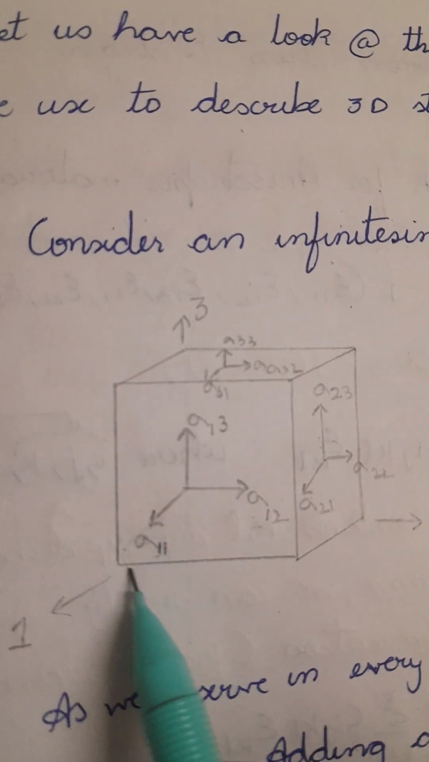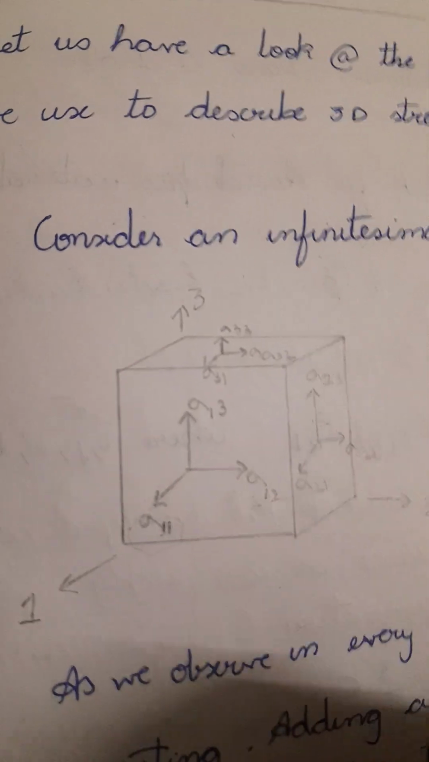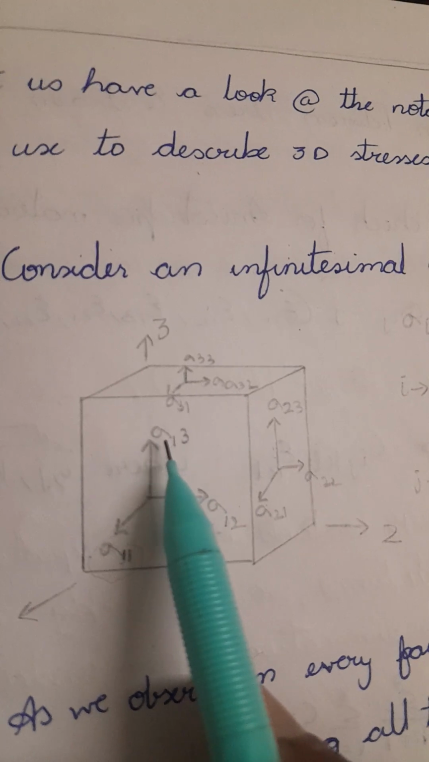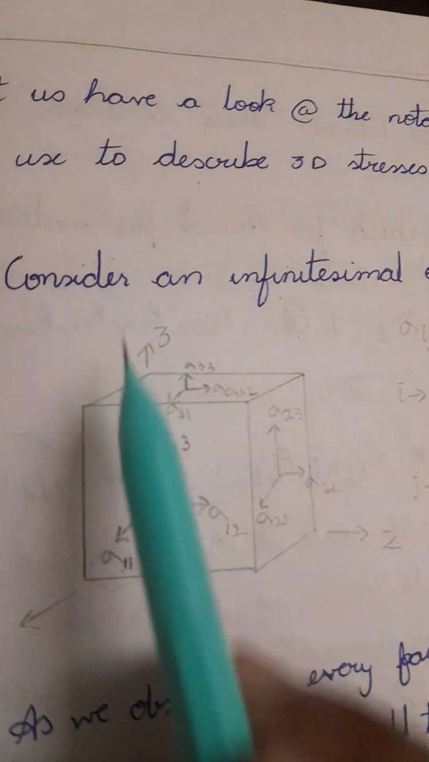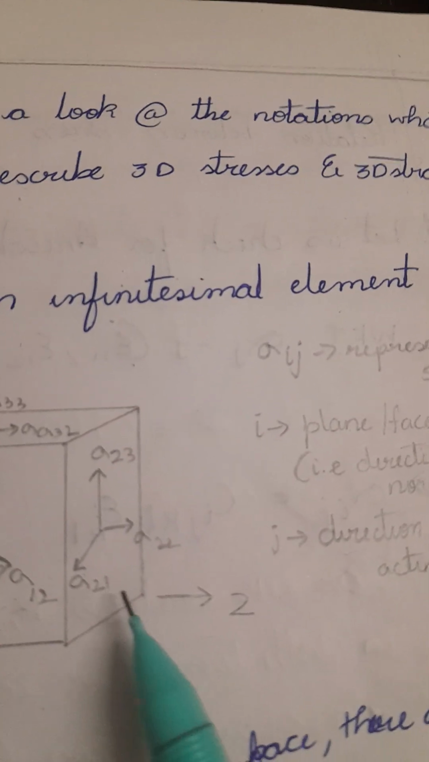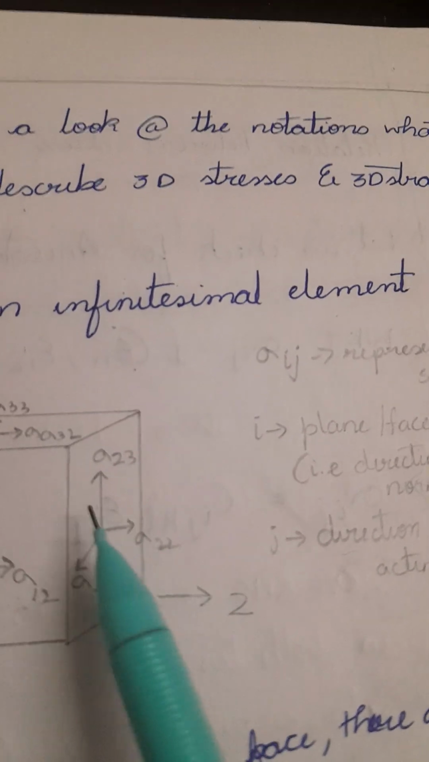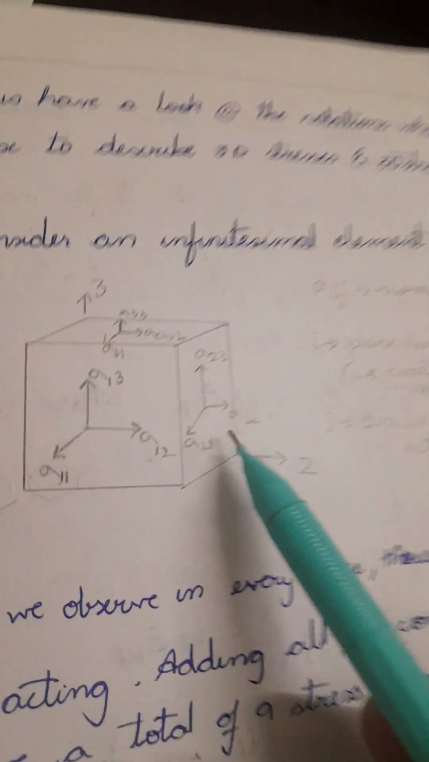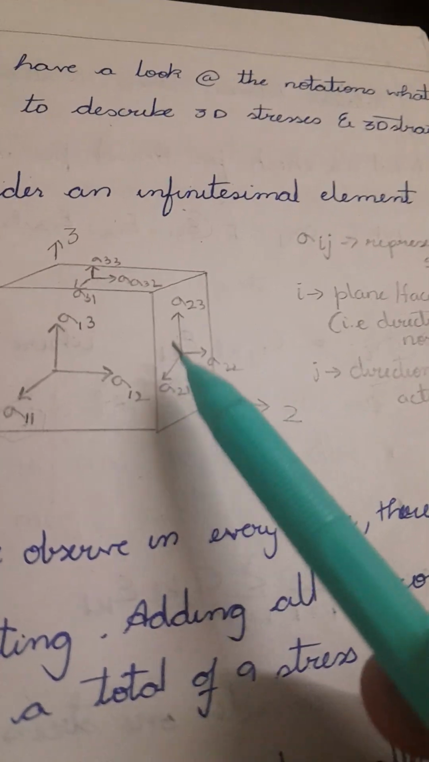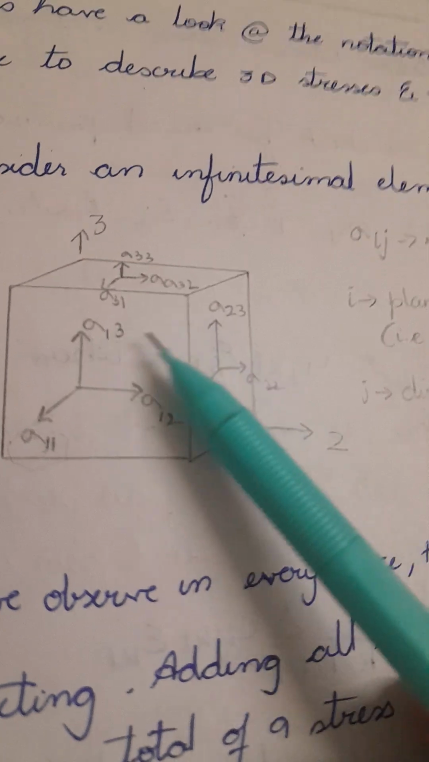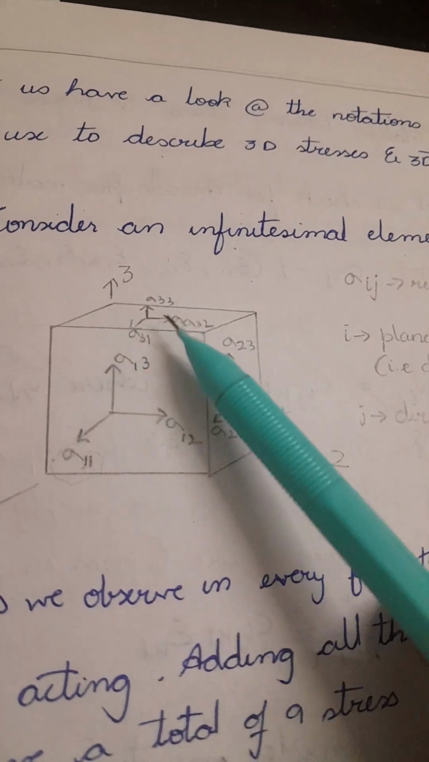Let's say sigma 11 acts in the first plane and towards the x-axis. Sigma 12 acts in the first plane and towards the y-axis. Sigma 13 acts in the first plane and towards the z-axis. Similarly, if I talk about plane 2, the first notation would be 2, and sigma 21 is acting in the second plane towards the x-axis. Sigma 22 is acting in the second plane towards the y-axis, and sigma 23 is acting in the second plane towards the z-axis. The same thing in plane 3: sigma 31, third plane x-axis, sigma 32, third plane y-axis, sigma 33, third plane z-axis.